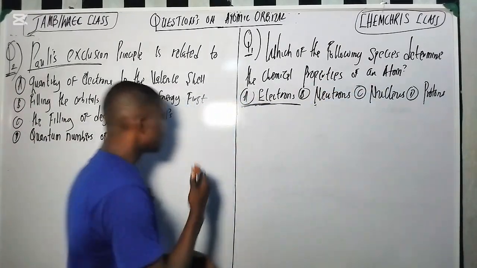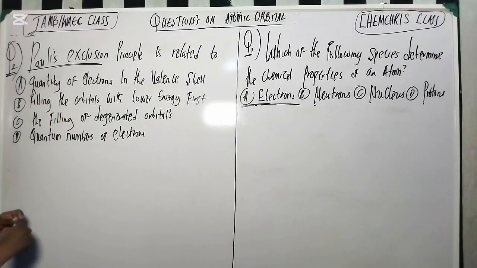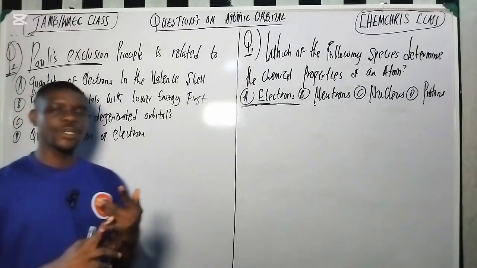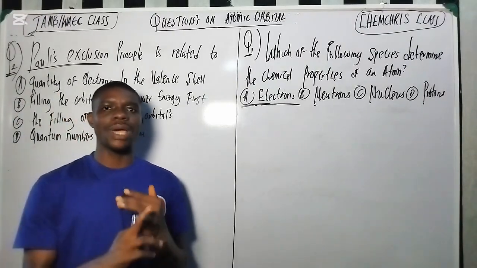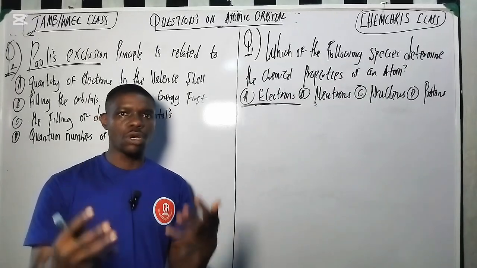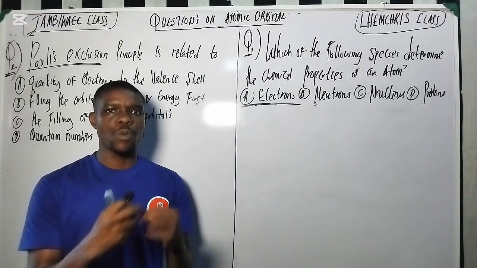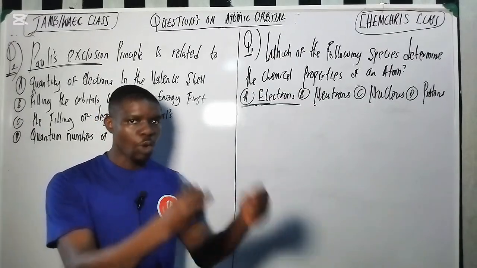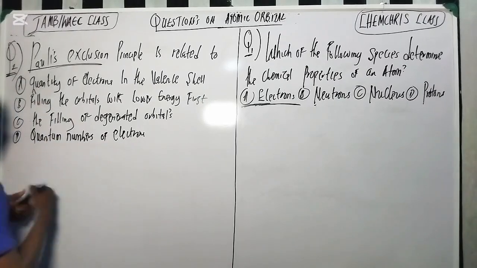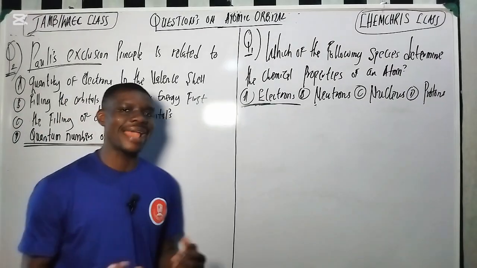Do you understand? So look at our question 2. Pauli exclusion principle is related to what? Therefore, what is the Pauli exclusion principle? The Pauli exclusion principle states that no 2 electrons in an atom can have all 4 quantum numbers the same. So the Pauli exclusion principle is talking about the quantum numbers of electrons. So D is the answer. You can see how easy this question is.